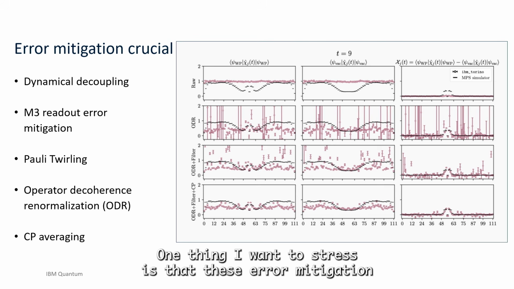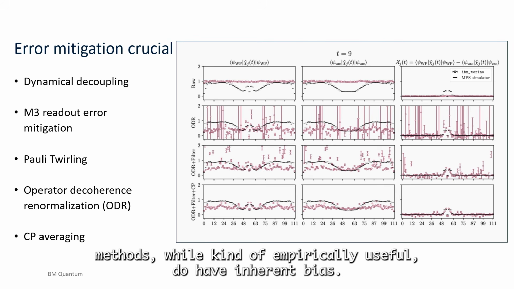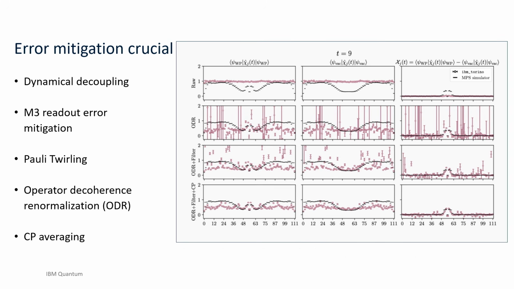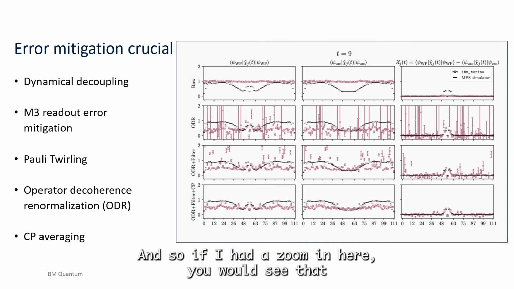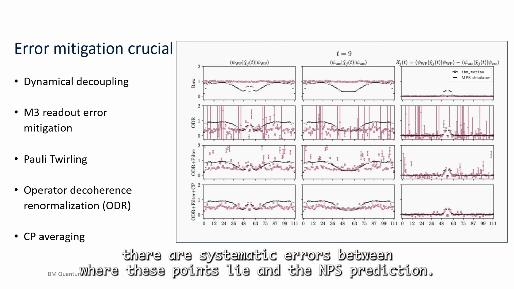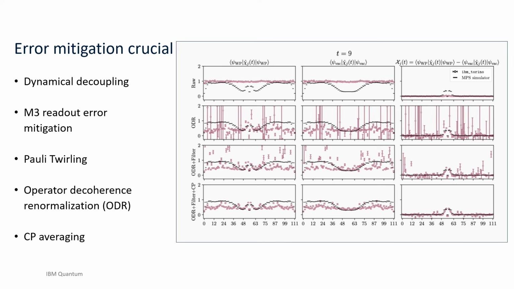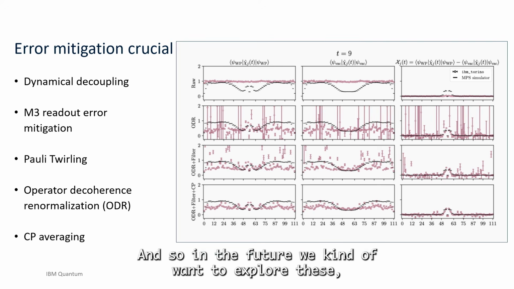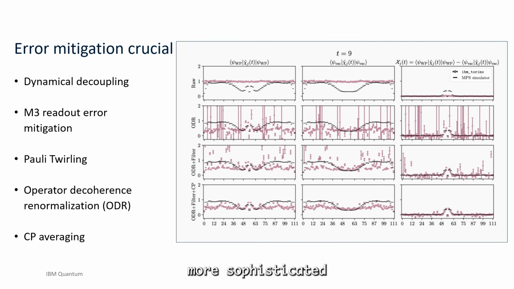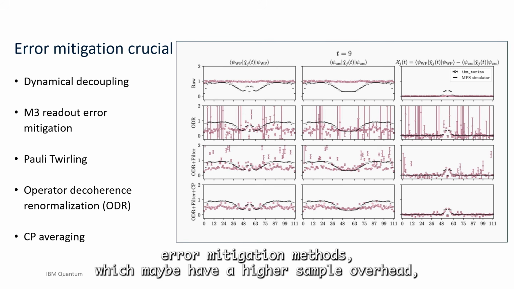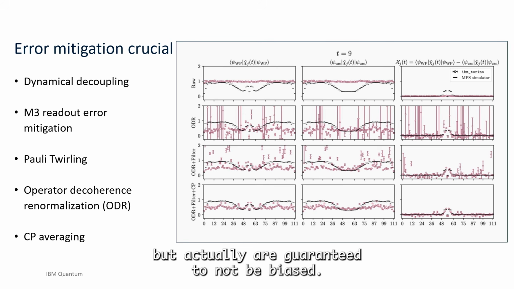One thing I want to stress is that these error mitigation methods, while empirically useful, do have inherent bias. And so if I were to zoom in here, you would see that there are systematic errors between where these points lie and the MPS prediction. And so in the future, we want to explore more sophisticated error mitigation methods, which maybe have a higher sample overhead, but actually are guaranteed to not be biased.